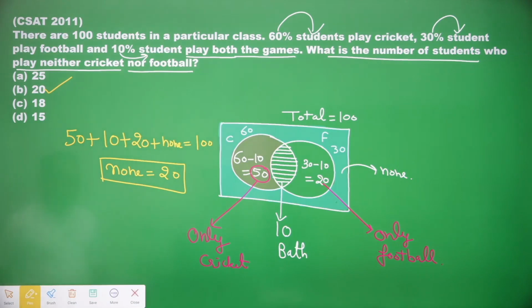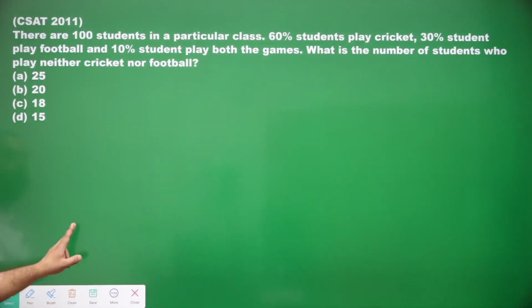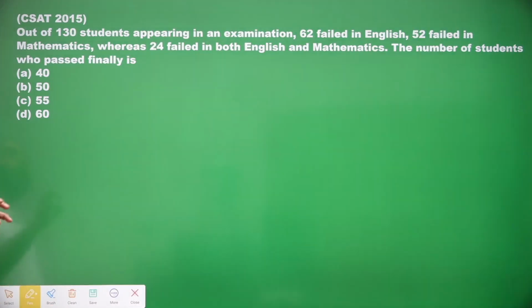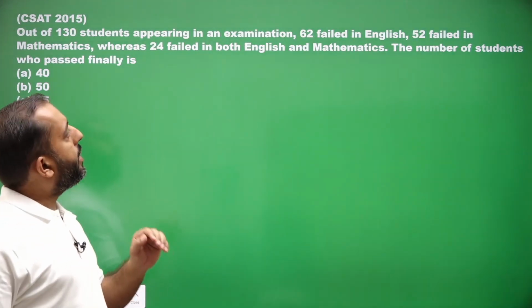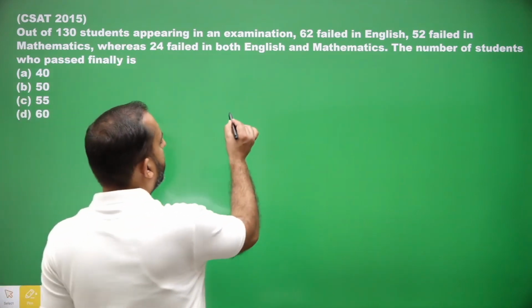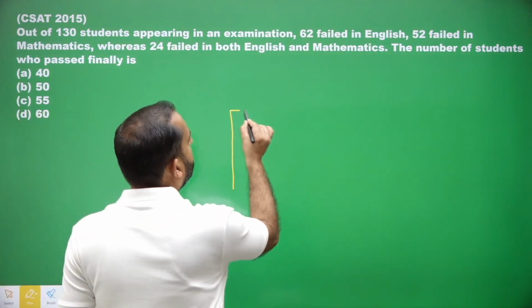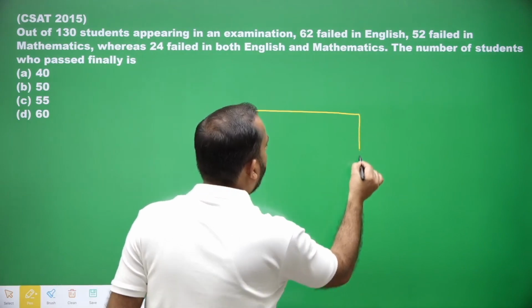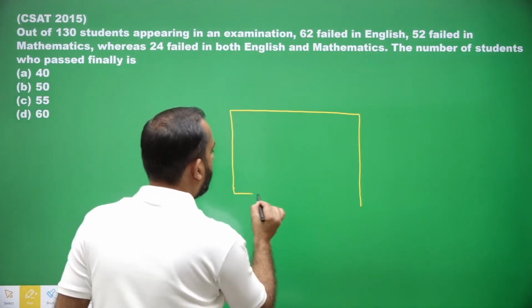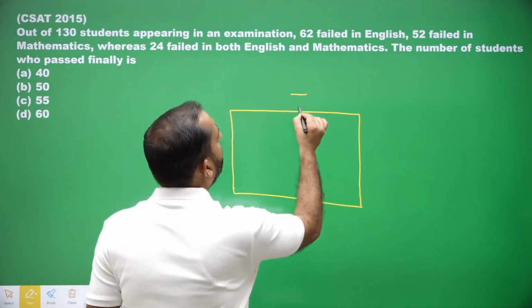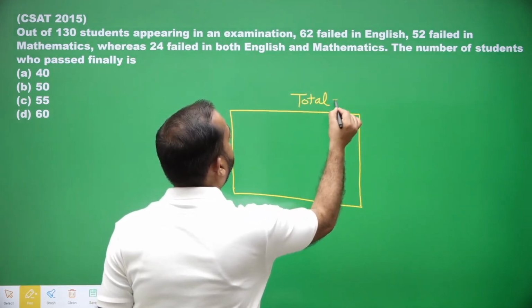Let's move on. Next question is: out of 130 students appearing in an examination, the examiner is talking about a total of 130 students. So the value of the complete rectangle will be 130.